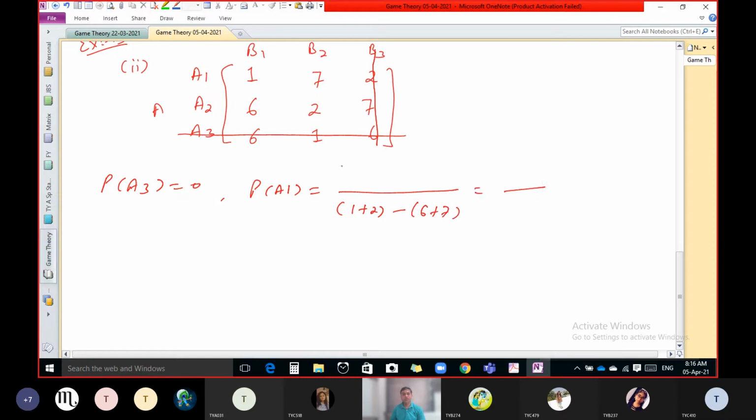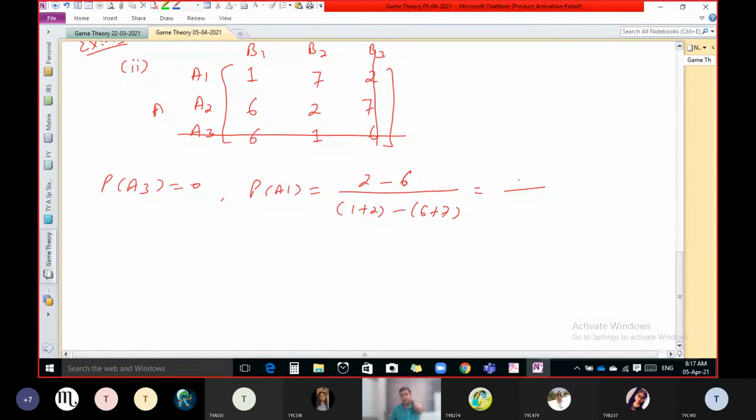And what we have to write in numerator? 2 minus... see, consider this is your ABCD. A is 1, B is 7, C is 6, D is 2. And what is the rule? This plus this, minus this plus this. And then after this minus this, you have to write in numerator. So what we are writing in numerator? 2 minus 6. 6, correct.